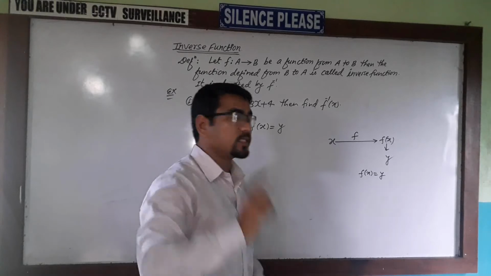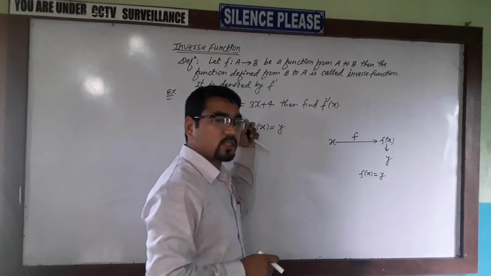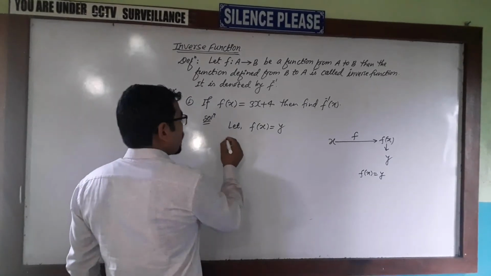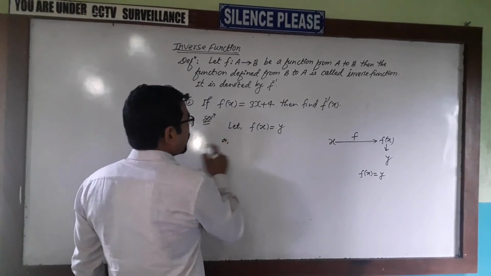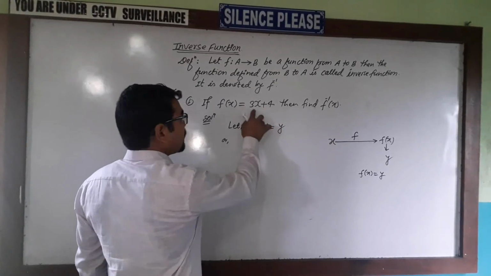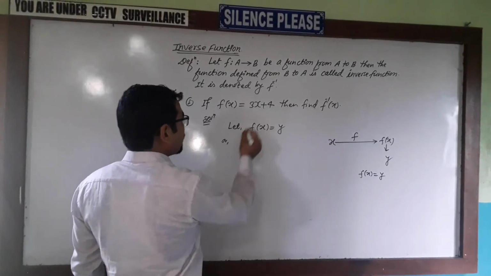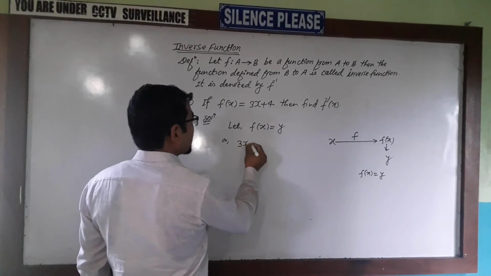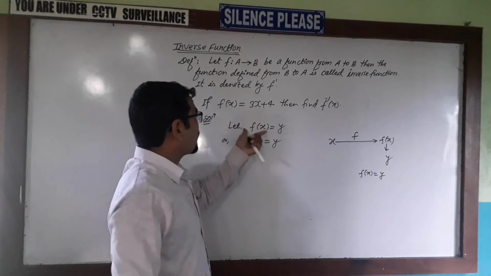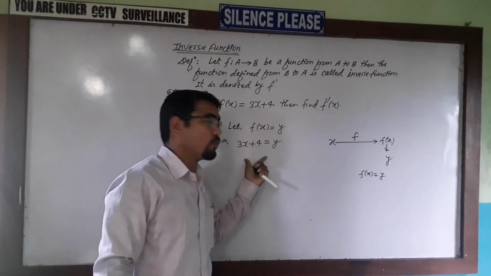The first step is we have to suppose the given function is equal to y. In place of f of x we have 3x plus 4. This we have to put here in place of f(x). So y is equal to 3x plus 4.